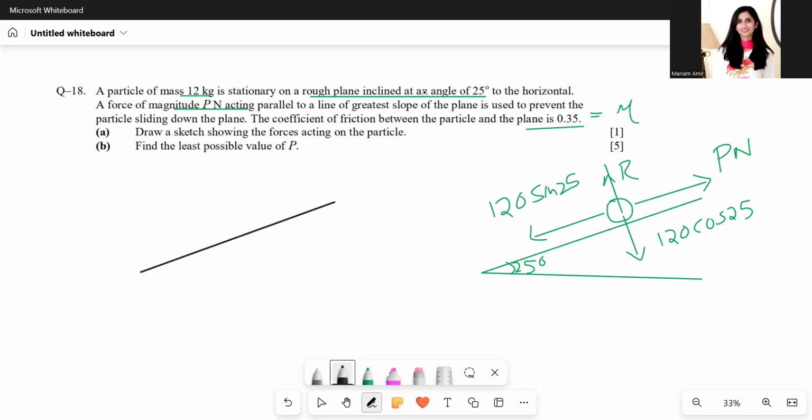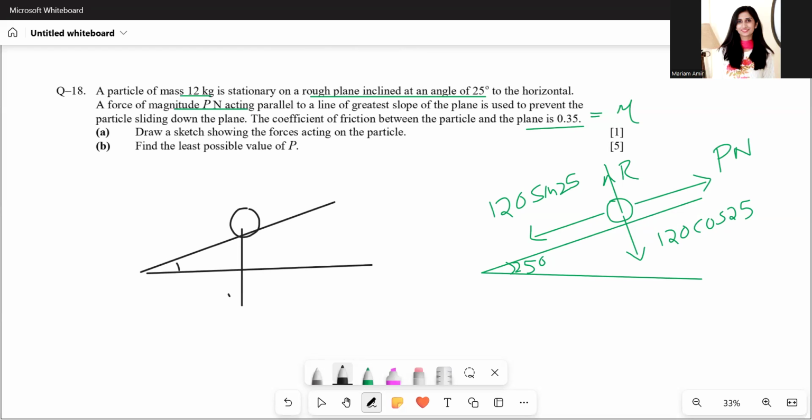Now, in the marking scheme, the sketch does not show the components of the weight. It just shows the weight. So if this is the particle, weight is directly pointing downwards, and this is mg. So it's going to be 120 Newton here. R is shown normal to the contact. Let's just make them originate from the same point. So let's say here, this would be normal to the contact. P is in this direction, and no need to write the components of weight.